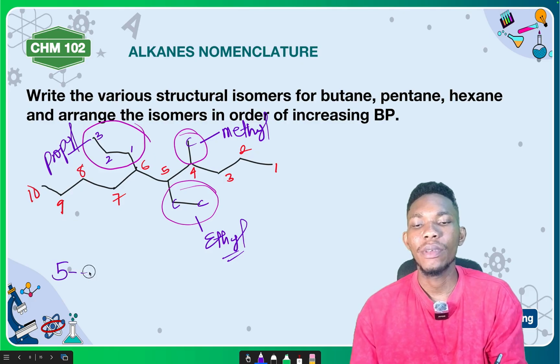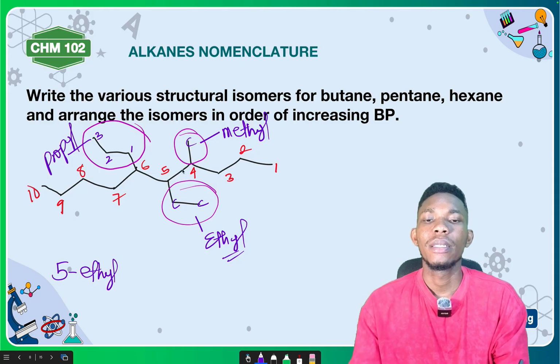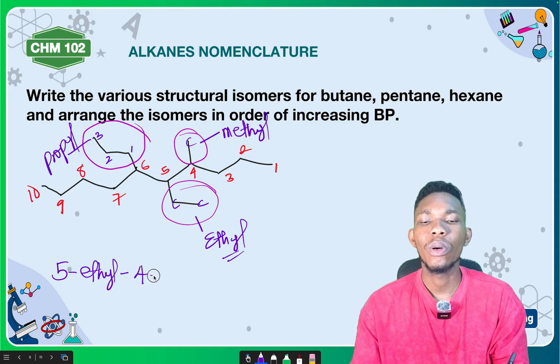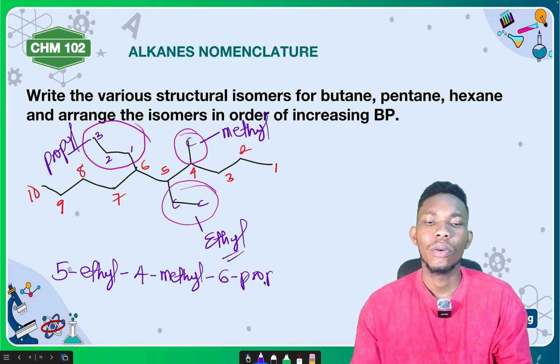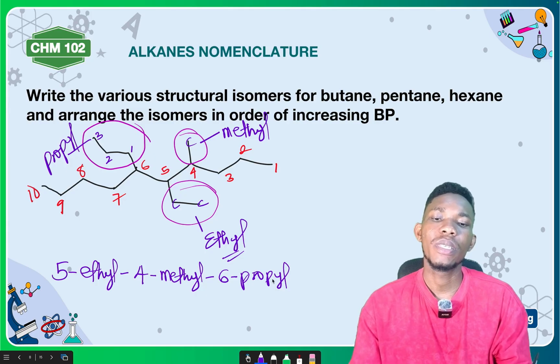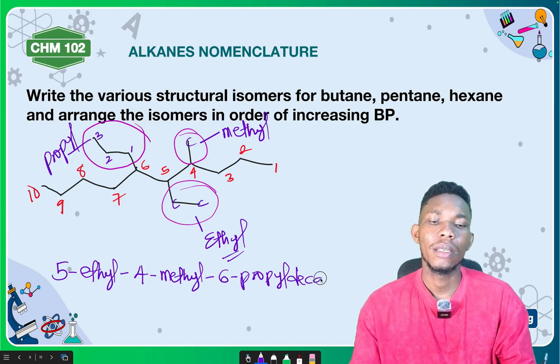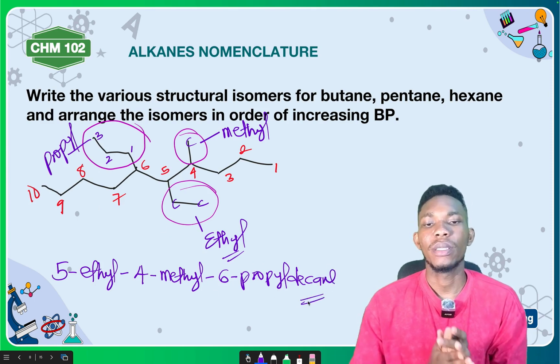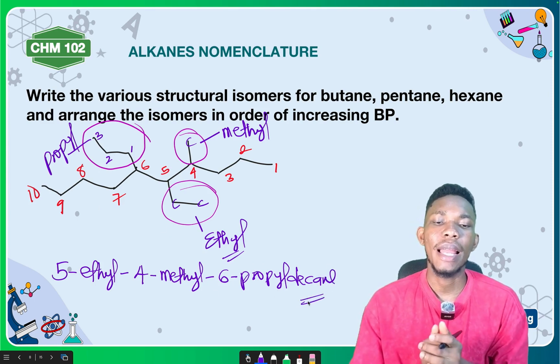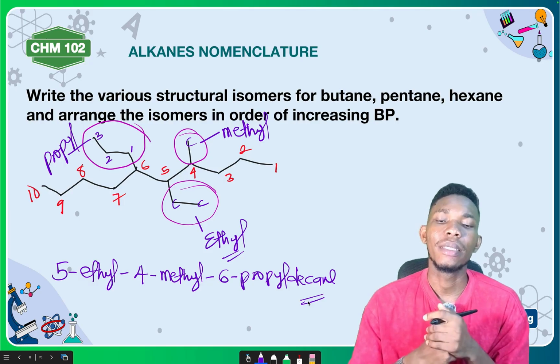So we have 5-ethyl, right? Then we have 4-methyl. Then we have 6-propyl. You don't give any space again. And then 10 carbons is what? Decane. So this will be the name of this compound. Is that okay? 5-ethyl, 4-methyl, 6-propyl, decane.